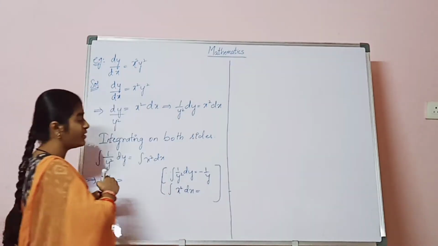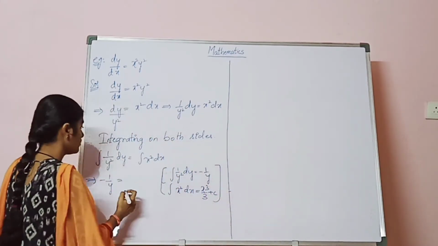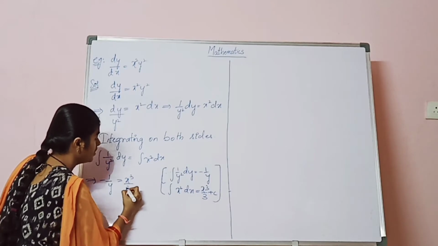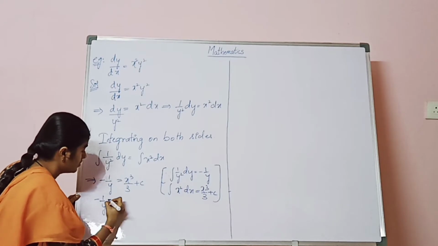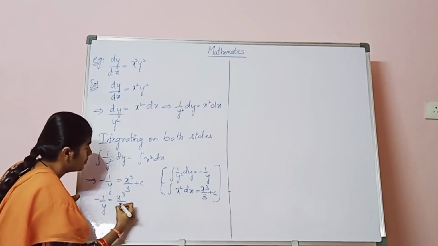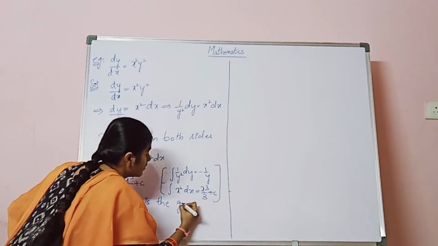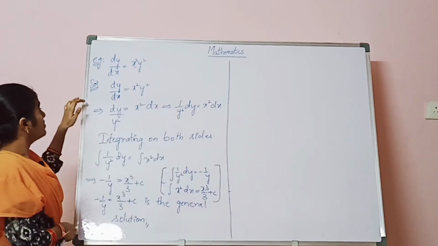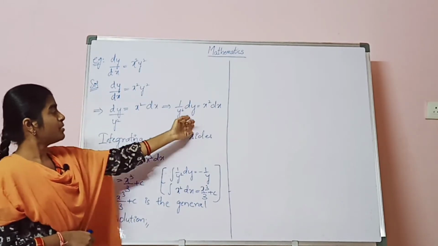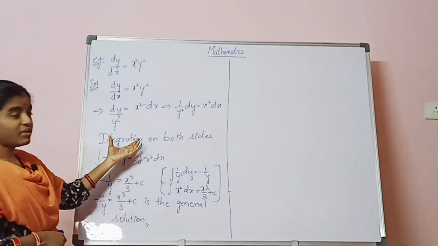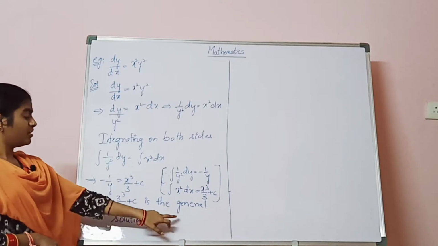Integral x square dx equals, what is the formula? x cube by 3 plus c. So minus 1 by y equals x cube by 3 plus c is the general solution. This is the general solution which we got. In this way we solve this problem. First we separate the variables, taking y variables on one side and x variables on the other side. After separating, we do integration on both the sides. Whatever answer we get is the general solution.